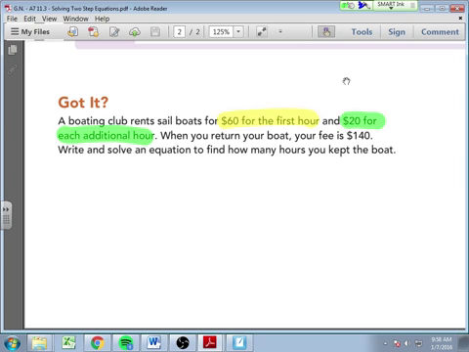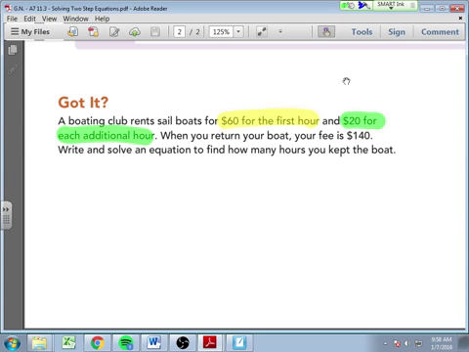Who can tell me the equation? Actually, I need to use cards because you guys are already jumping out of seats. James. Yes. Did you set up an equation here? Yes. What do you have?